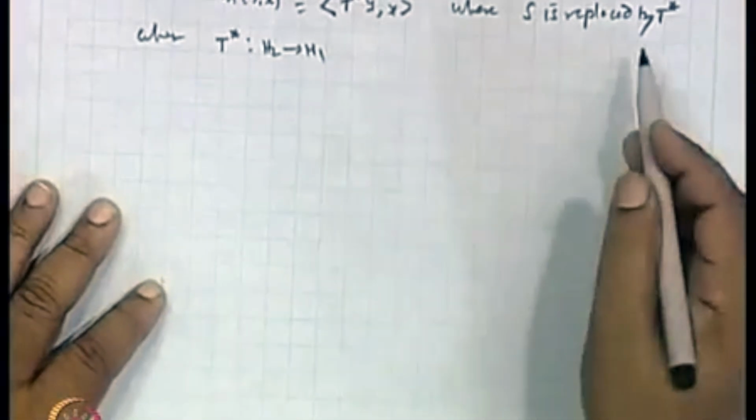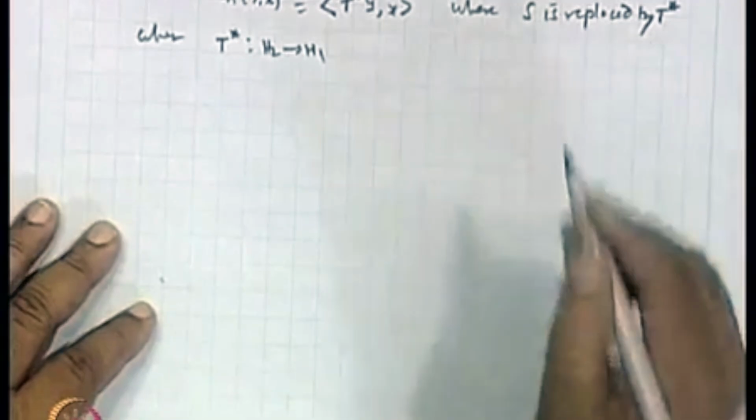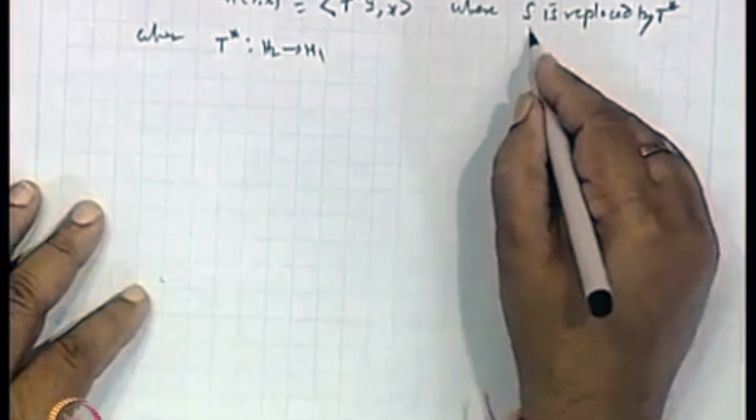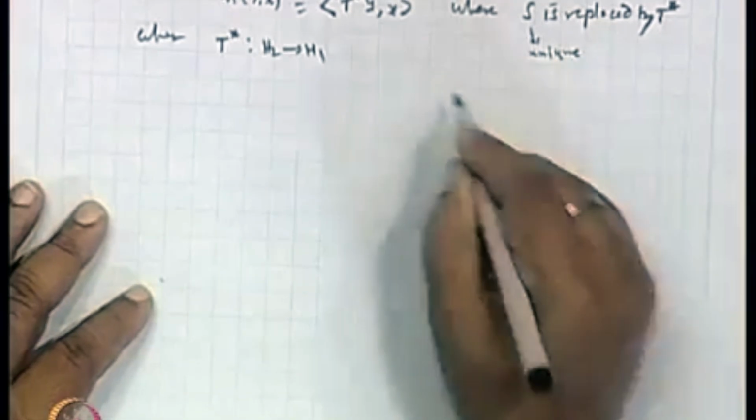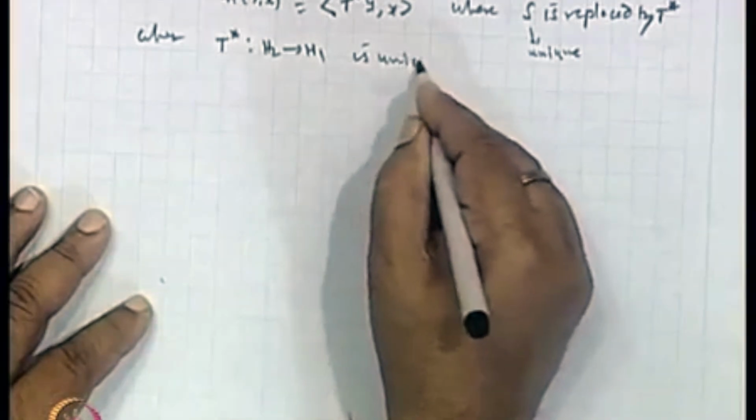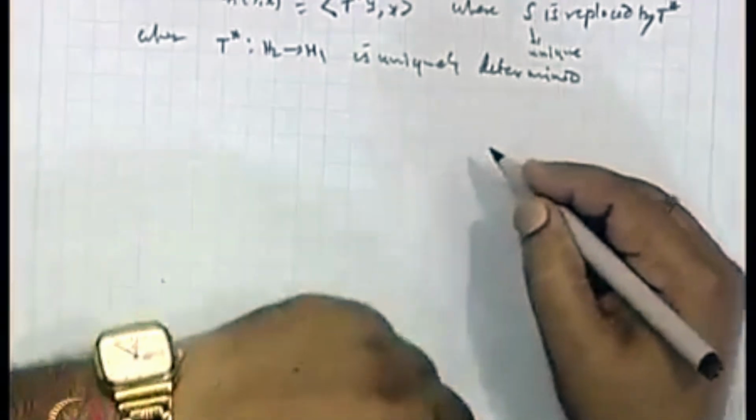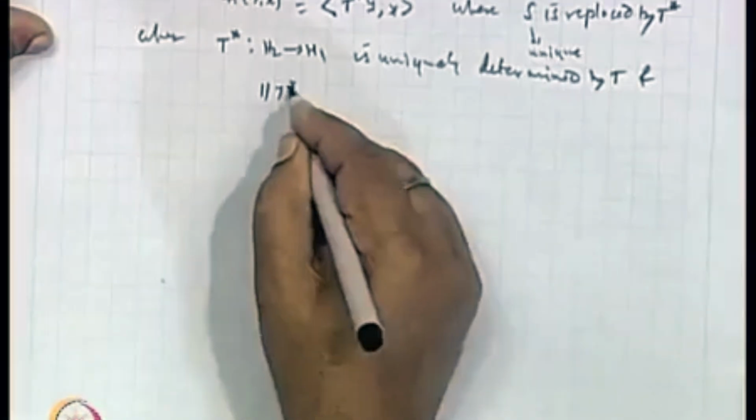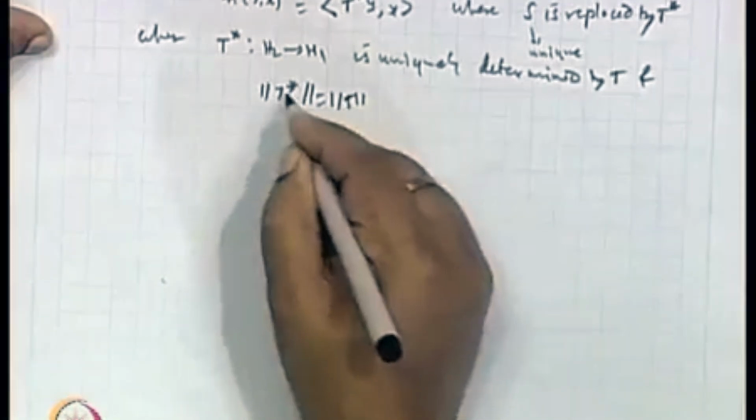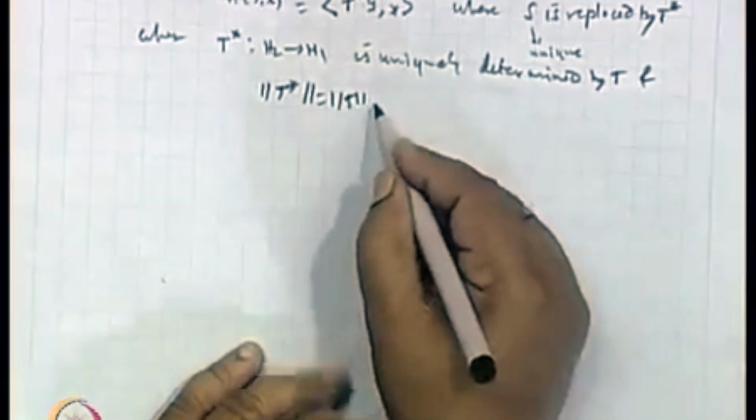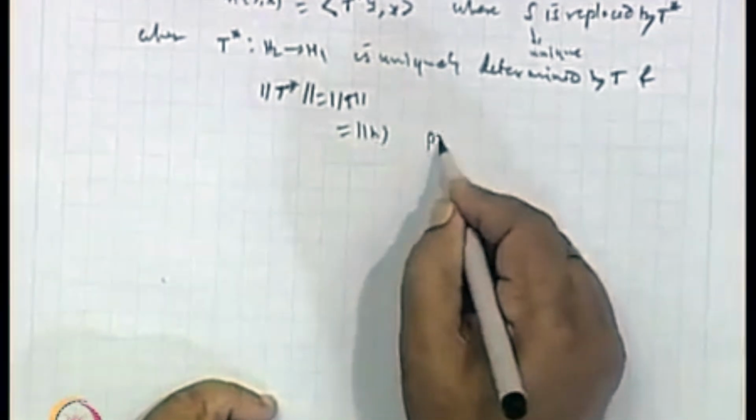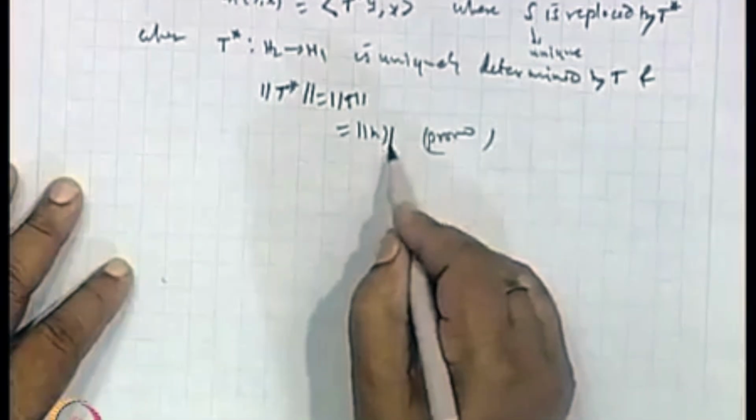Now just like this, S is replaced by this. S is uniquely determined. This is unique. So this is also uniquely determined by T, and has the same norm as the norm of T, because norm of S is equal to norm of T. So it's clear. But norm of T is equal to norm of H. This is proved. Clear?